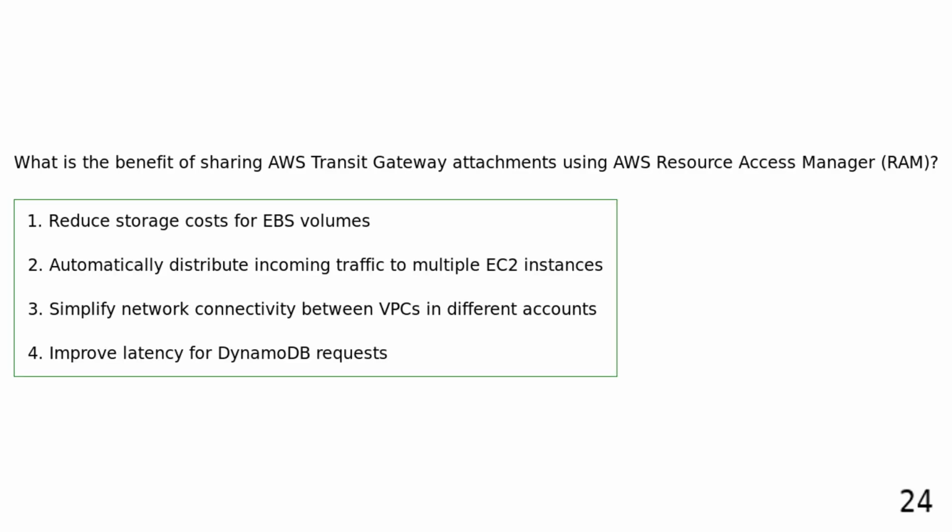What is the benefit of sharing AWS Transit Gateway attachments using AWS Resource Access Manager? Reduce storage costs for EBS volumes. Automatically distribute incoming traffic to multiple EC2 instances. Simplify network connectivity between VPCs in different accounts. Improve latency for DynamoDB requests.